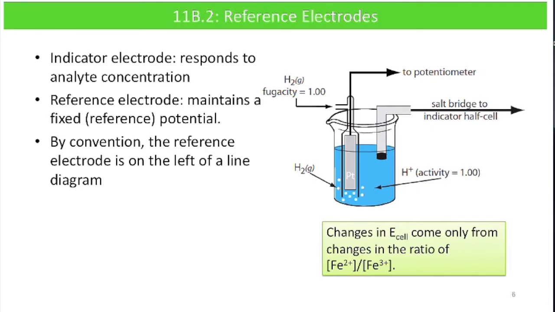Now, when we're writing cell diagrams, line diagrams, or a pictorial diagram of a voltaic cell that includes a reference electrode, by convention, the reference electrode is always on the left.